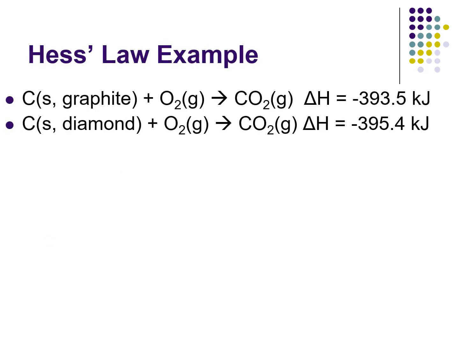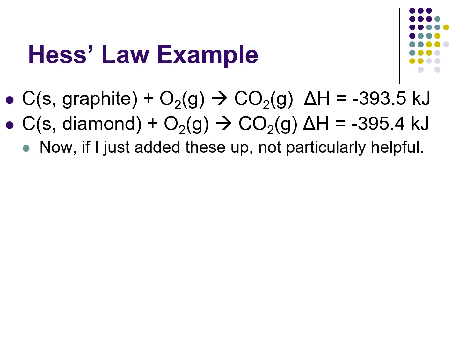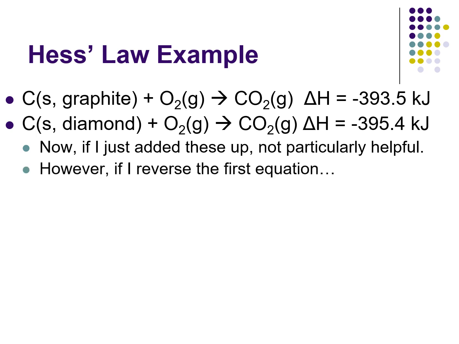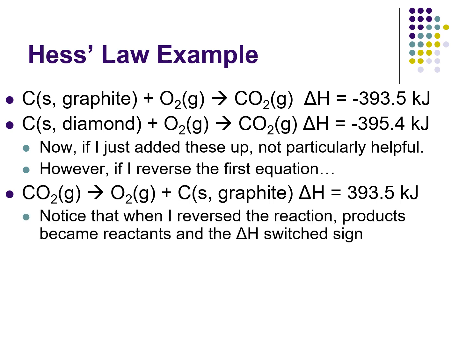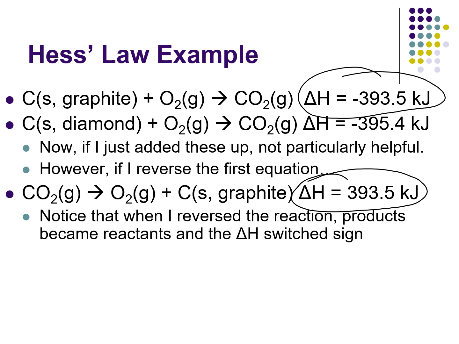So here's an example. Here are two reactions. Again, with Hess's law, you would be provided the reaction itself. These two are given to you. Now, if I just add these up directly, it's not particularly helpful because we'd have carbon graphite on the left, carbon solid on the right, or diamond on the left, 2 moles of oxygen, 2 moles of carbon dioxide. Not super useful. But if I take that first equation and reverse it, it becomes this. Notice when I reversed it, I actually switched the sign on the heat. That's because, again, energy is conserved.